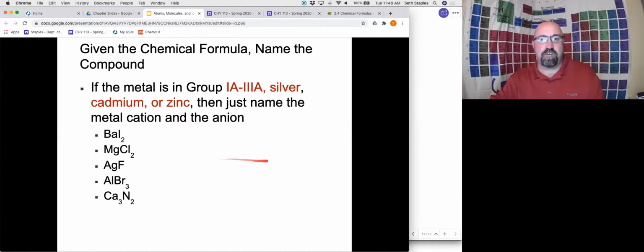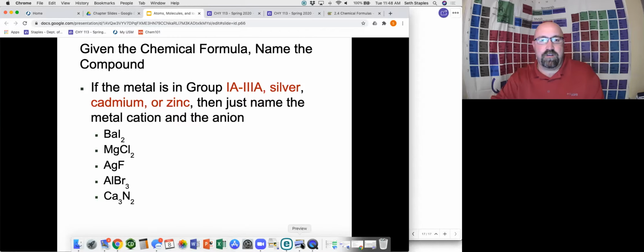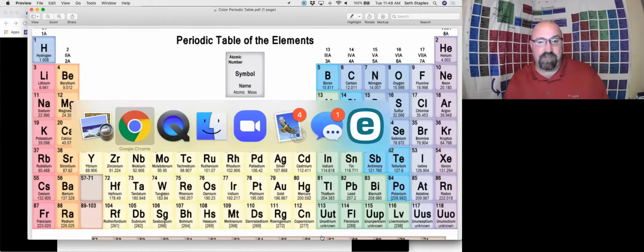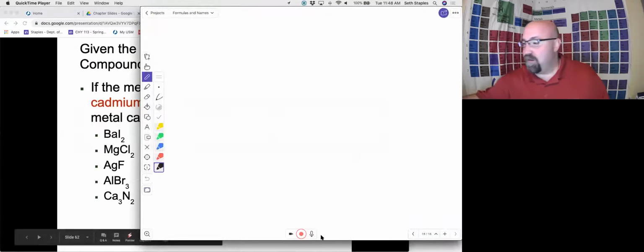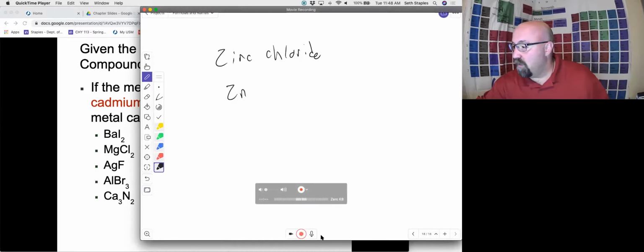If, however, let's just go back to the transition metals really quickly. If we are dealing with silver, cadmium, or zinc, those are cases where you don't actually need the Roman numerals. Zinc and cadmium will only ever be a +2. Silver will only ever be a +1. And so you might very well just have the name zinc chloride. We know that zinc will only ever be a +2.